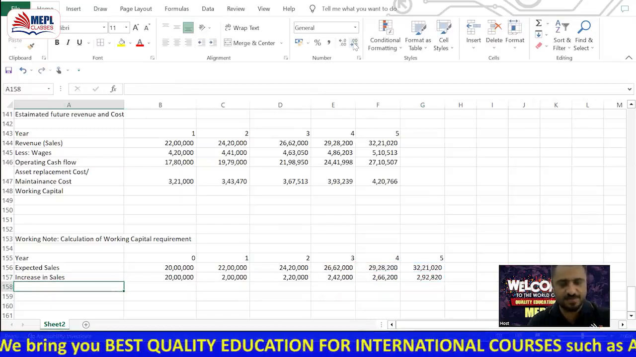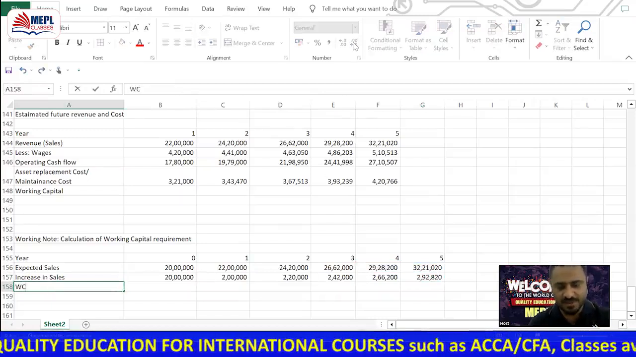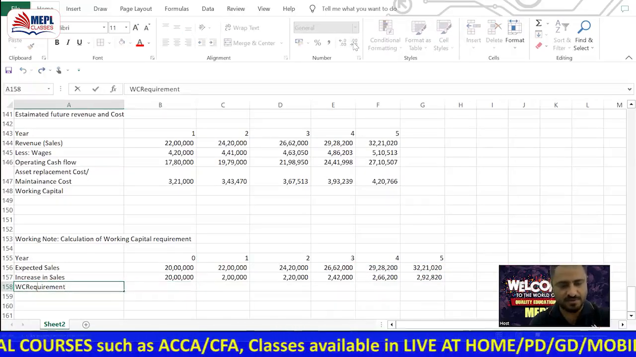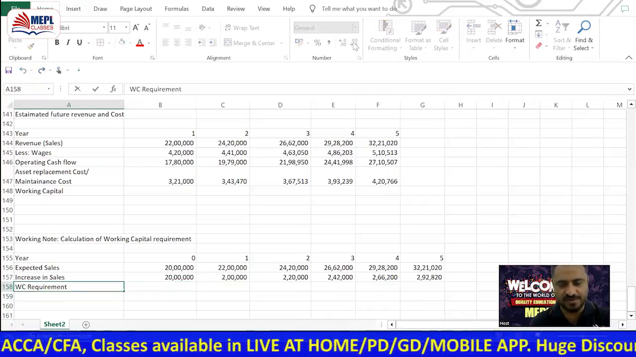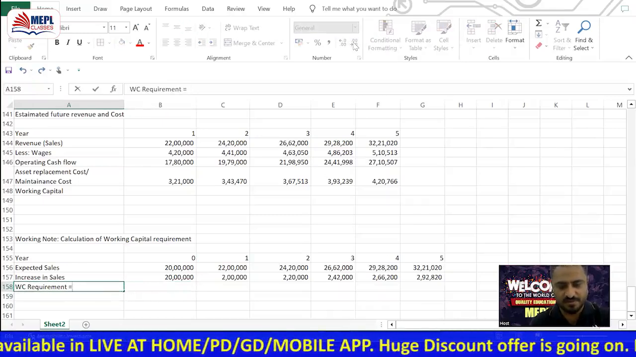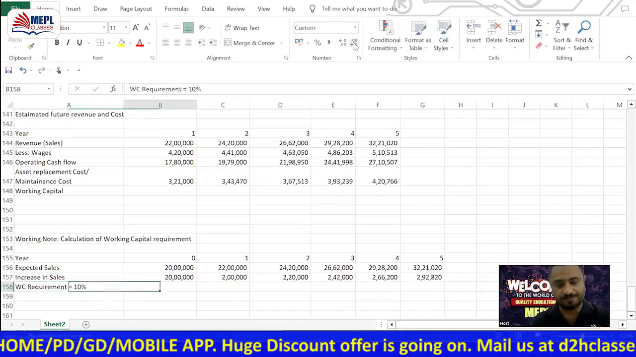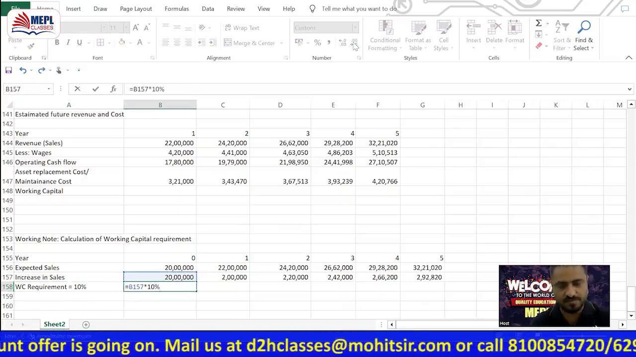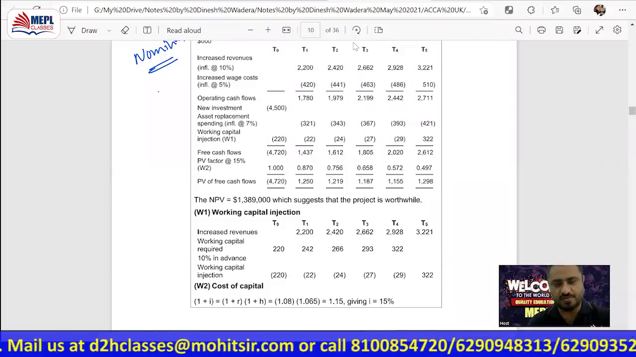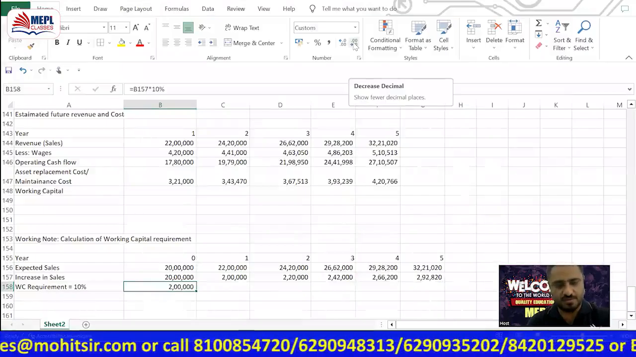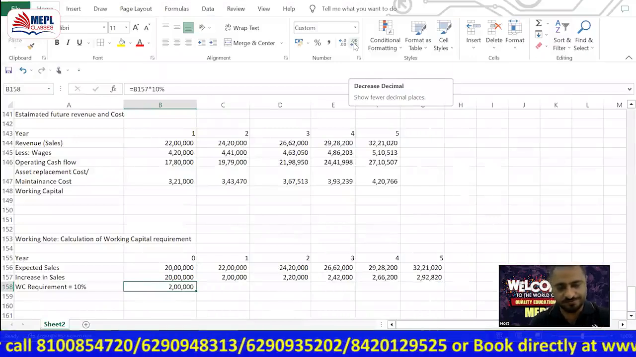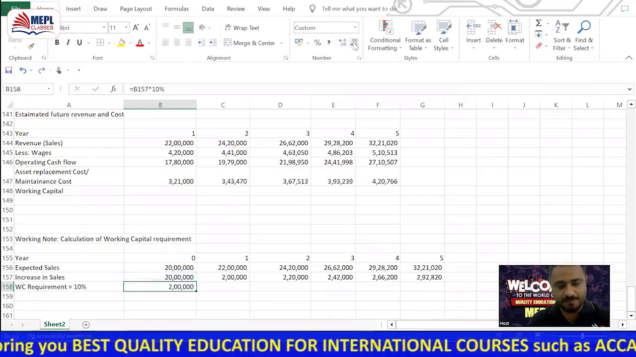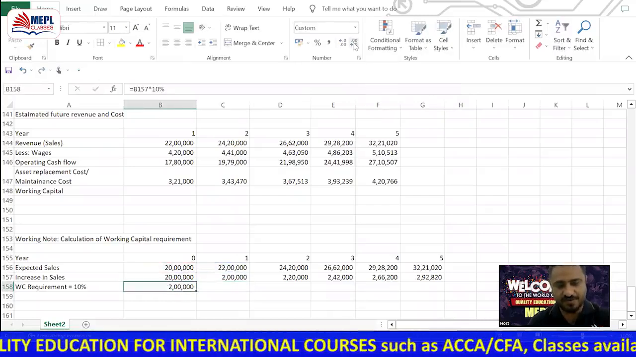They say working capital requirement will be 10% of increase in sale. So 10% of whatever your sale is going to be increased in the next year, means first year, you'll have to invest the 10% of that.